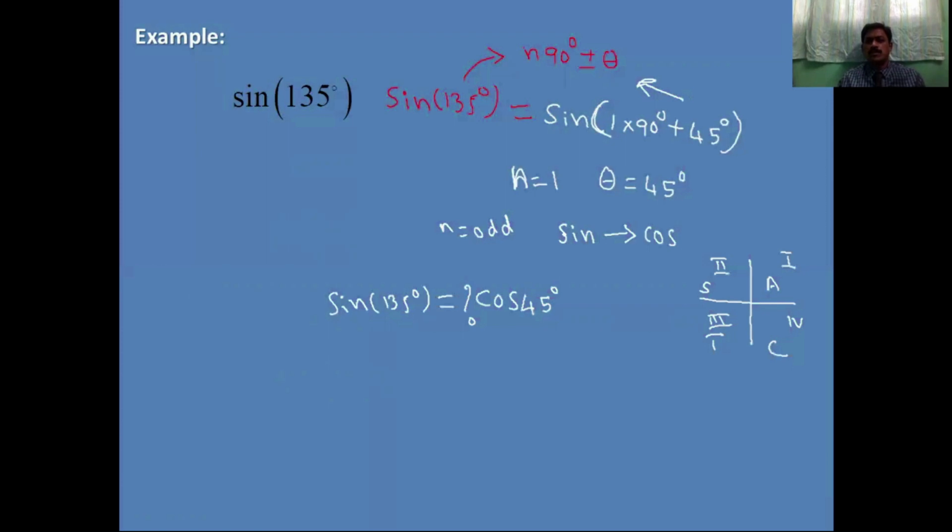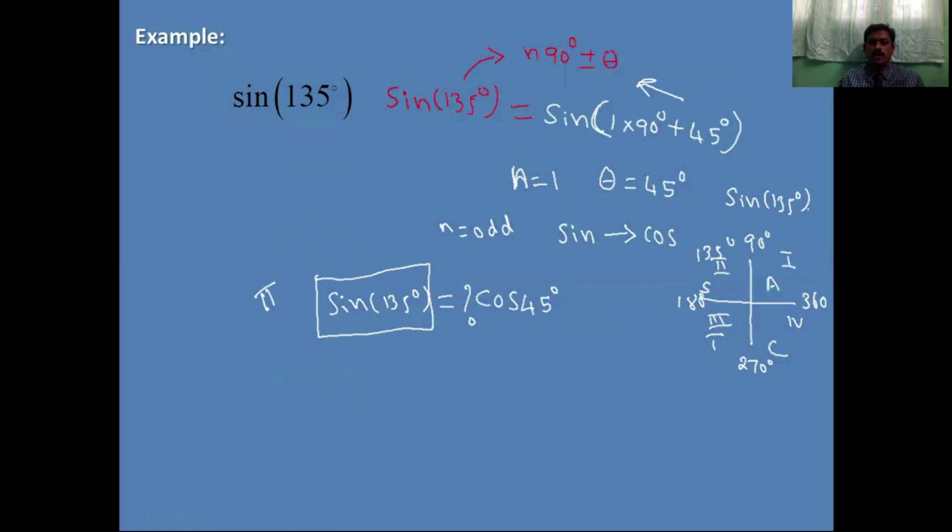So now it is sine 135. The angle is sine of 135 degrees. 135 means here it is 90, here it is 180, 270, and here it is 360. 135 lies here. So this entire value lies in the second quadrant. In the second quadrant, which one is positive? Sine is positive. Therefore the symbol is positive. So plus cos 45 degrees.